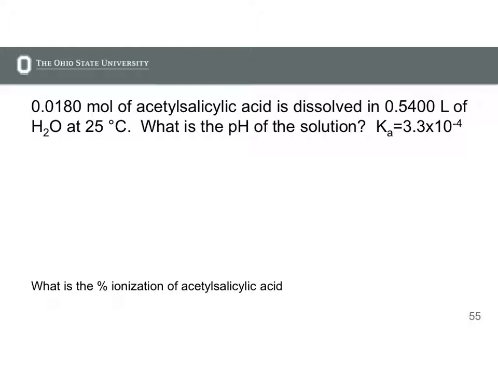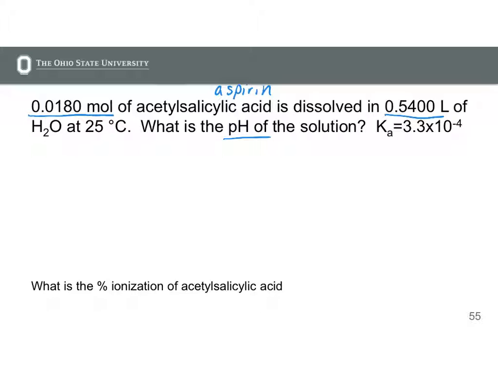This is a problem where we're going to determine the pH of a weak acid solution. So we're going to take 0.0180 moles of acetylsalicylic acid, or aspirin, and put that in 0.54 liters of water at 25 degrees Celsius. And we want to determine first the pH of the solution. So the first thing I'm going to do is write out an equilibrium expression and set up an ICE table.